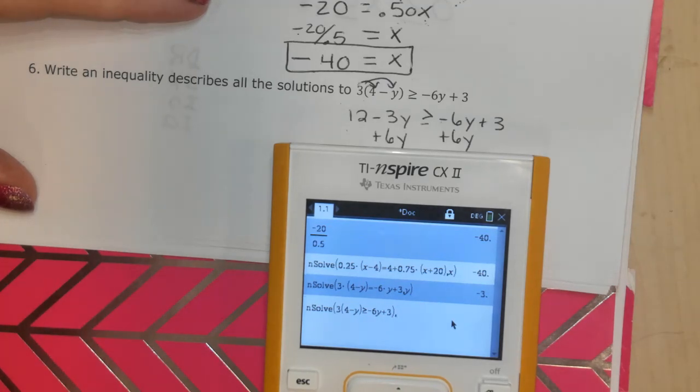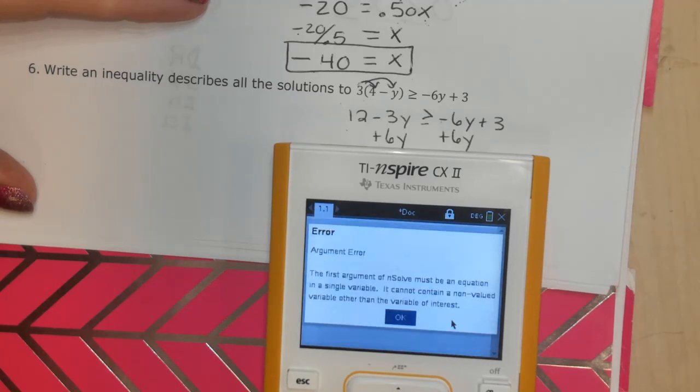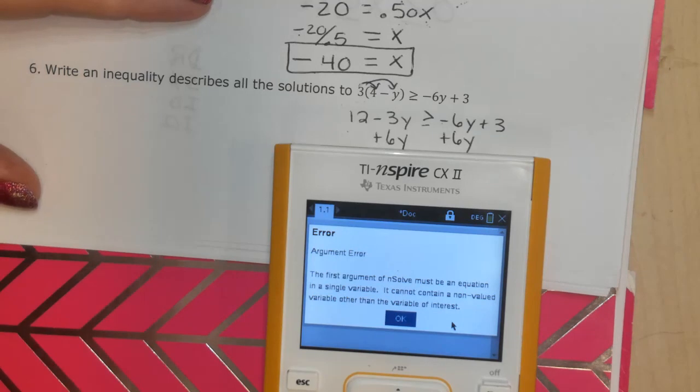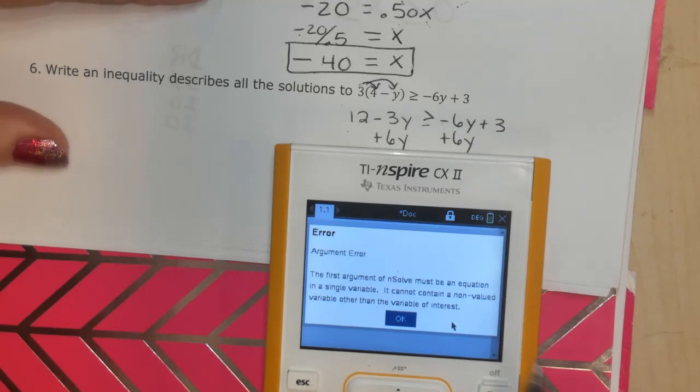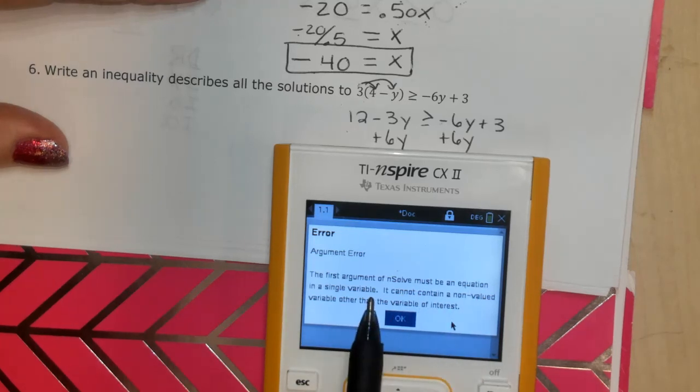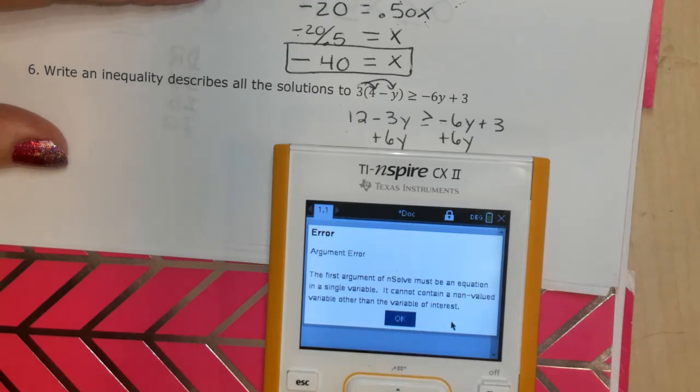Hey, I'm looking for y again. Oh, I did that outside of the parenthesis. So parenthesis, go delete, delete, get back in there. Hey, solve for y, please. Nope, it didn't work. It does not work with an inequality. The first argument of the InSolve must be an equation in a single variable. It cannot contain a non-valued variable other than the variable of interest. So it has to be an equation to use InSolver.